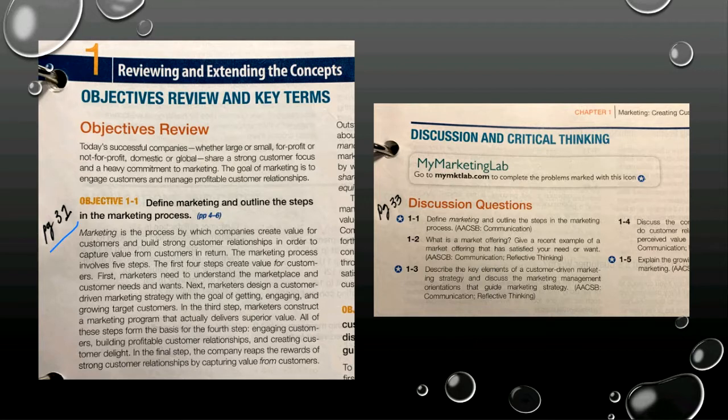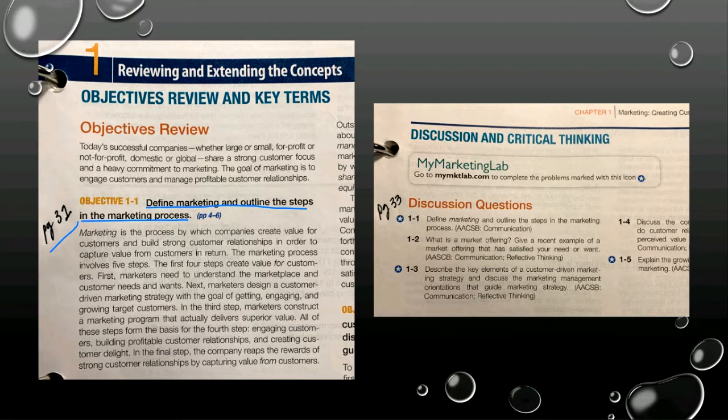For Objective 1.1, they do a sample write-up. Suppose that this was a test question: define marketing and outline the steps in the marketing process. They tell you that would be covered on pages 4 through 6. Then they give you the write-up.